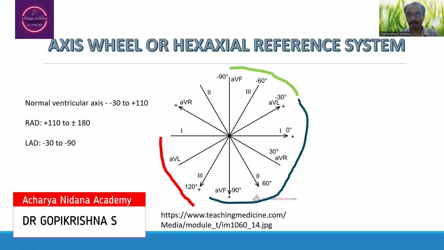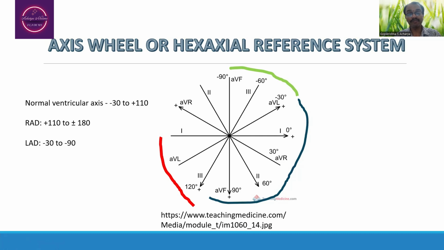When you think about the hexaxial reference system, the positive pole of lead 1 is said to be at 0 degree. The positive pole of lead 2 is at plus 60 degree. The positive pole of lead 3 is at plus 120 degree. The positive pole of lead AVL is at minus 30 degree, and the positive pole of lead AVF is at plus 90 degree. Whereas the positive pole of lead AVR is at minus 150 degree.